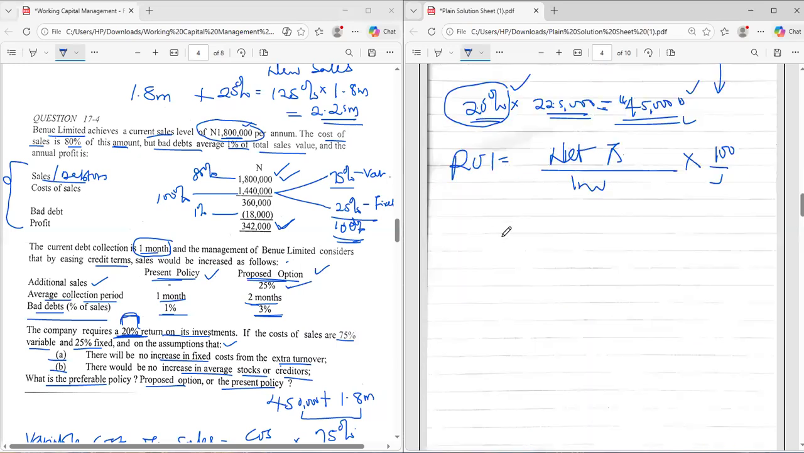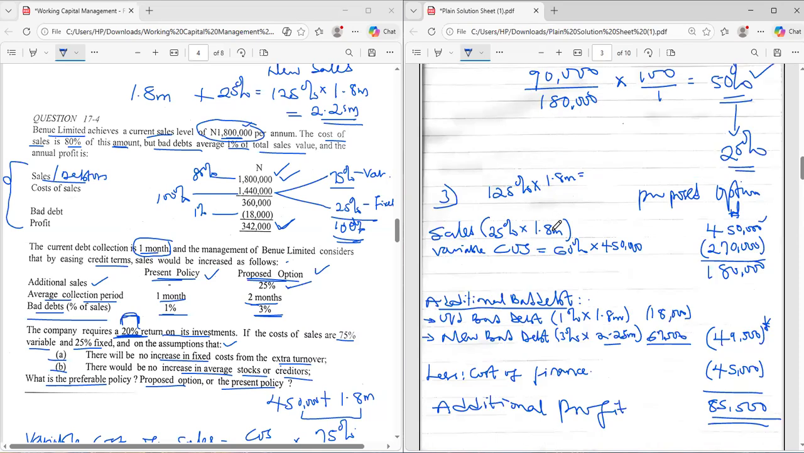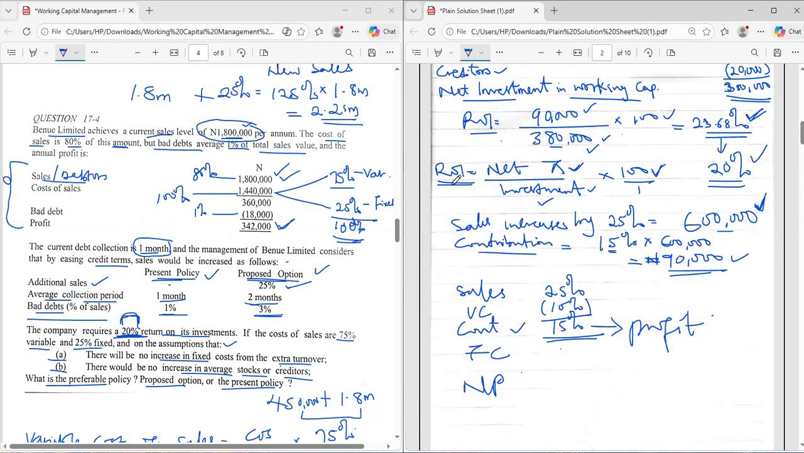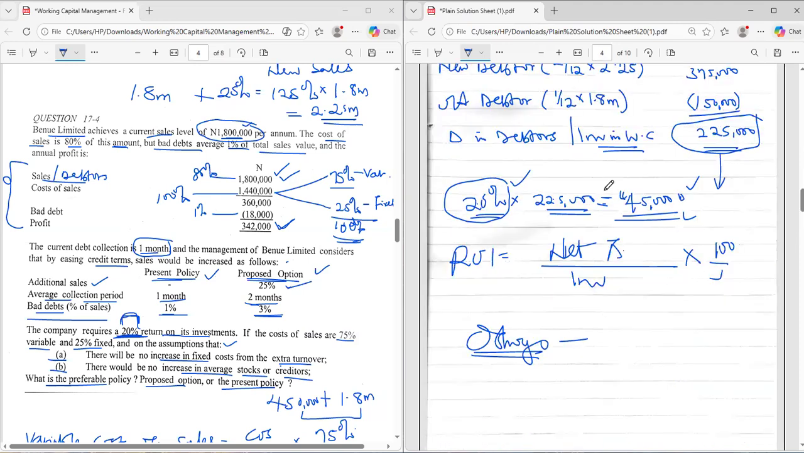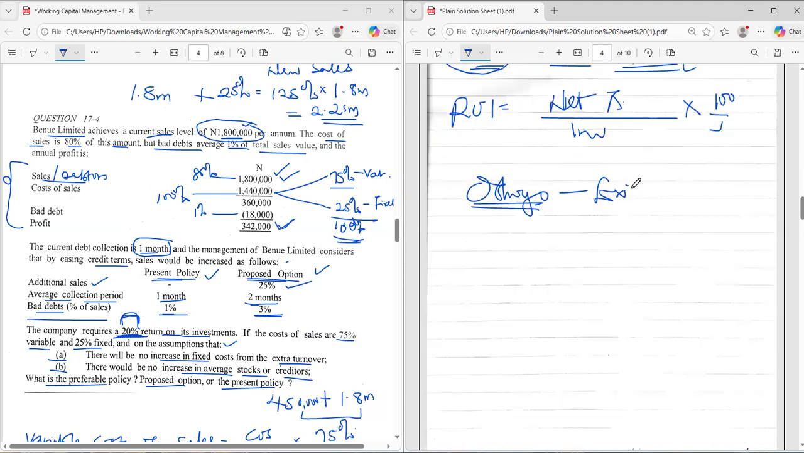Oshogbo again. Okay? So I will say, what is that question? Number 2. Oshogbo. Yes, number 2, Oshogbo. So I'm using the existing policy. I want to solve that existing policy for you again. Existing policy.